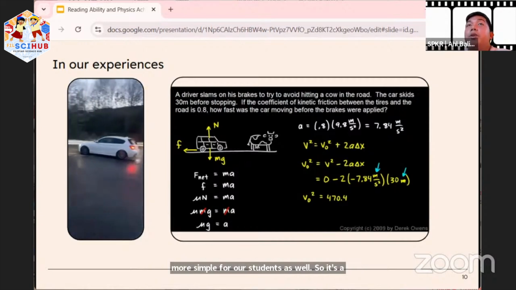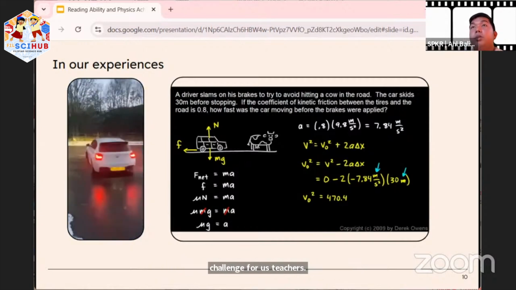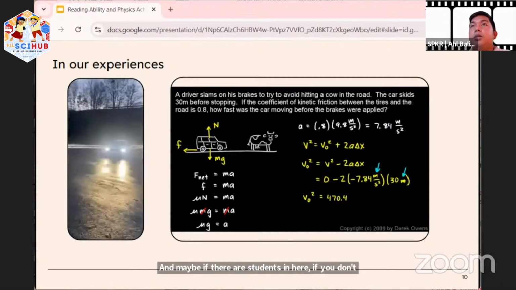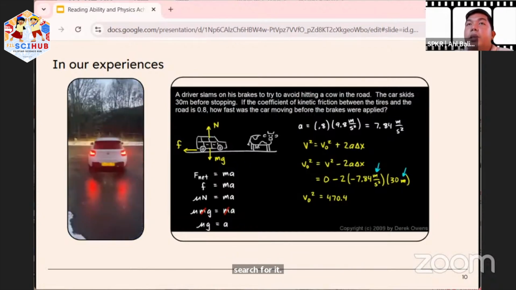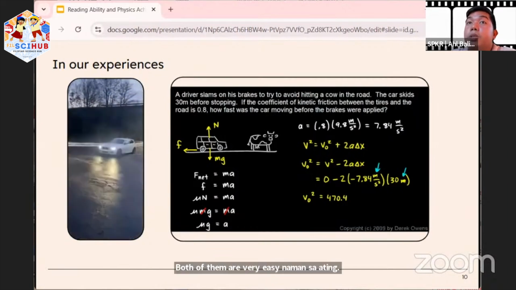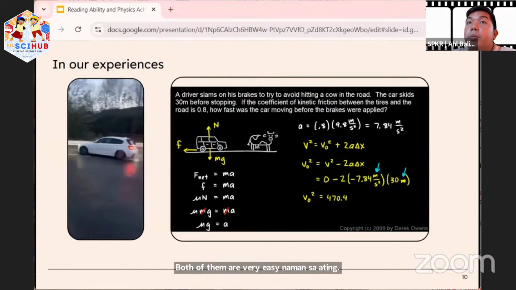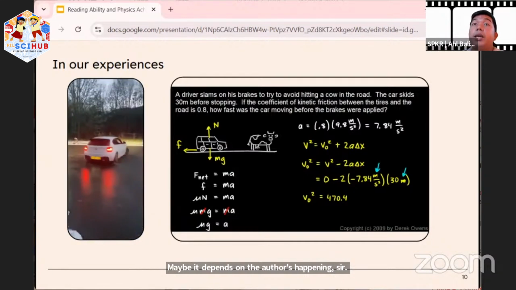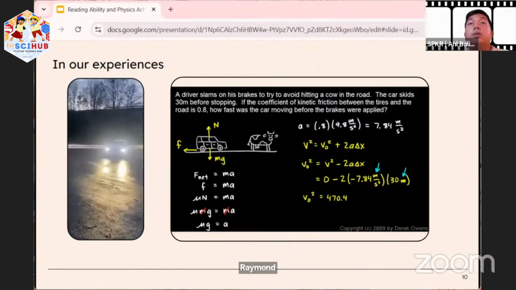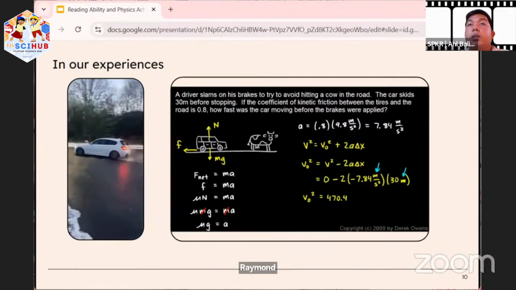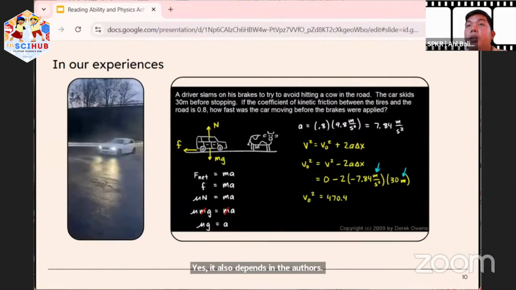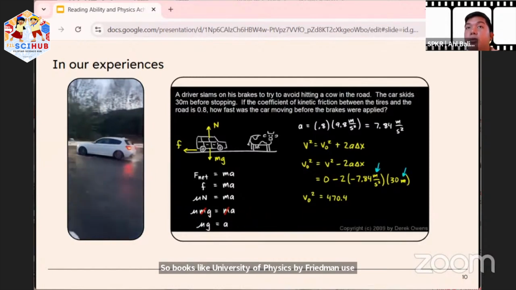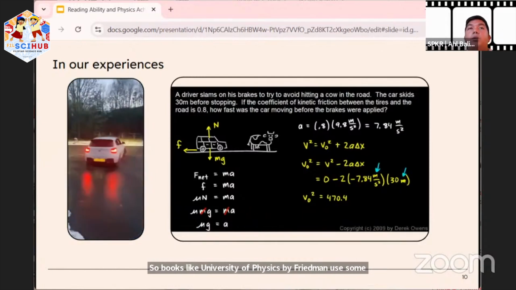Okay? And maybe if there are students here, if you don't know the term, you can also write it down and then search for it. Ang problema, very easy naman sa atin. Maybe it depends on the author, sabi ni Sir Raymond Villaforte. Yes, it also depends on the authors. So books like University Physics by Friedman use some terms that are common in their community. Yes, that's true. Opo, sabi ni Sir Raymond.